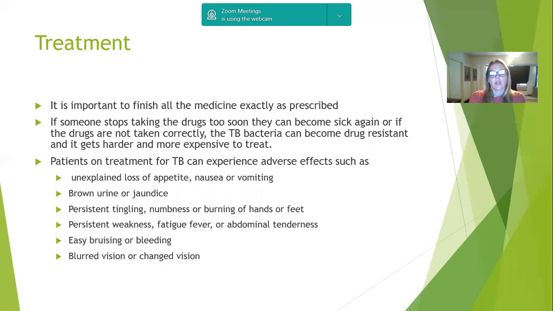Patients on treatment for TB can experience adverse side effects, such as unexplained loss of appetite, nausea or vomiting, brown urine or jaundice, persistent tingling, numbness, or burning of the hands or feet, persistent weakness, fatigue, fever, or abdominal tenderness, easy bruising or bleeding, blurred vision or changed vision.